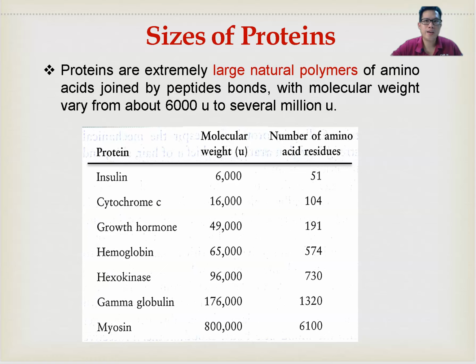Proteins can have various sizes. They can be very small and very large. As you see here, insulin is about 6000 u, the u unit we learned in chapters 1 and 2, and it can be as large as 800,000 u. Of course, there are some larger than that. The size has to do with the number of amino acids joined together. The more amino acids joined together, the larger the molecular weight.